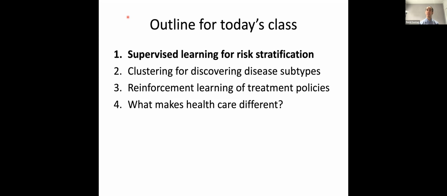Finally, I'll give an example of reinforcement learning in healthcare and show how one can use that to better manage patients with septic shock in hospital environments. And I'll close with a couple of comments about what makes healthcare different from many other application areas of machine learning, and also some suggestions for future courses you could take to further learn about machine learning here at MIT.